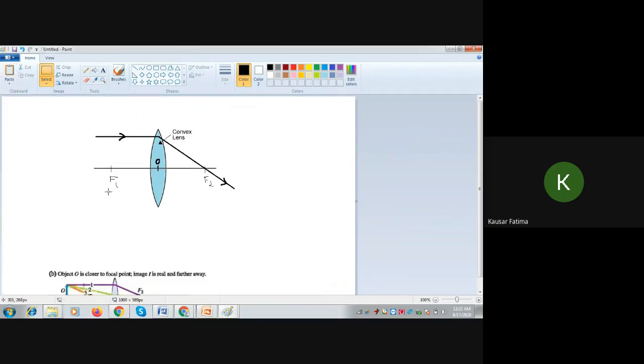So this is f1. F1 and f2 will be at the same distance from the lens. If this is 2 centimeter, this will also be 2 centimeter from the lens. This is the focal length. Focal length is measured in meter or centimeter. I will just elongate this line so that I can show f and 2f.